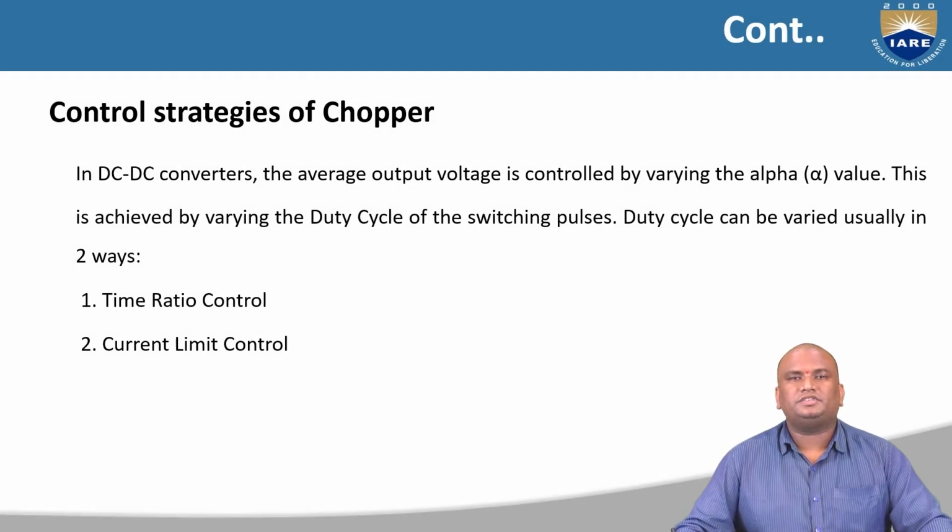A chopper is nothing but a switch. When the chopper is operating, we need some control strategies for it, that is, control methods. The control methods are of two types, because the chopper is a switch which operates based on the on time and off time of the chopper circuit. In place of a chopper, we can use a thyristor, and the control strategies of the chopper are: one is time ratio control and another is current limit control.